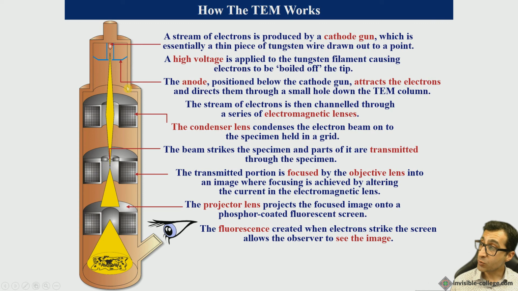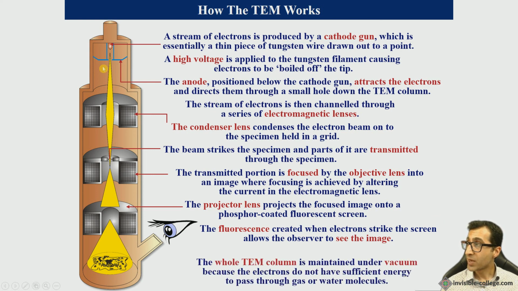Again, we're using electromagnets here to produce electromagnetic fields which can then alter the shape of this electron beam for the purposes of focusing and projecting the image onto the phosphorescent stage where it can be viewed as an image by the observer. So again, the whole column, the whole internal compartment here, is maintained under a hard vacuum because the electrons do not have sufficient energy to pass through a gas and would be scattered by any gas or air molecules here, and that would in turn blur the image.